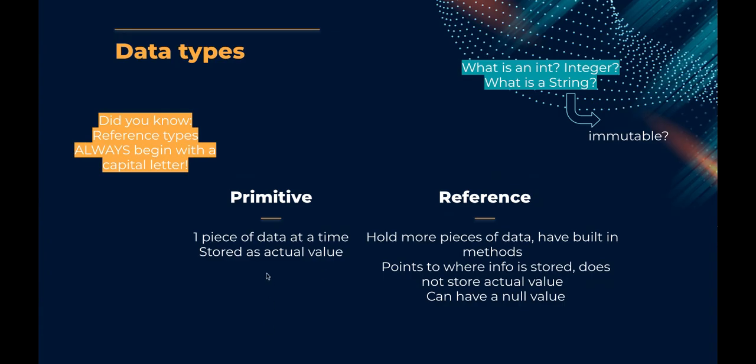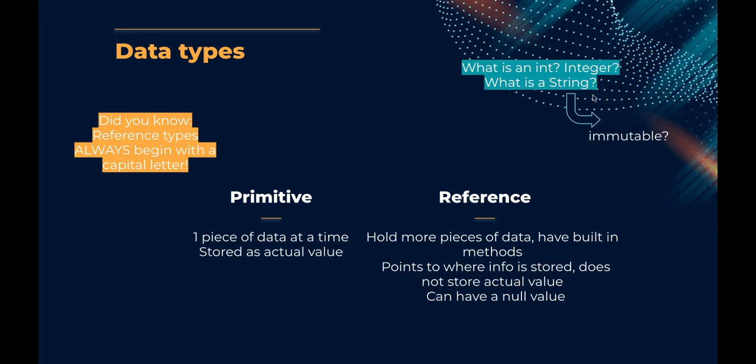For primitive, it's going to be storing the actual value, whereas for reference, it's going to point to where the information is stored. So it's not storing the actual value. And then another thing about reference data types is that they can store null values, which is basically like empty. A good way to identify whether something is primitive or reference is by looking at if it contains a capital letter or not. Primitive always has a lowercase letter, and reference data types always start with a capital letter.